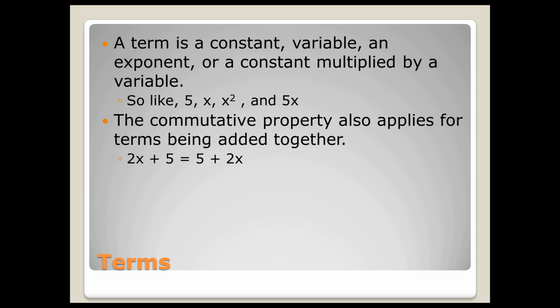The commutative property also applies for terms being added together. For example, 2x plus 5 is equal to 5 plus 2x. And the commutative property also applies for terms being multiplied together. So 2x times 5 is equal to 5 times 2x.